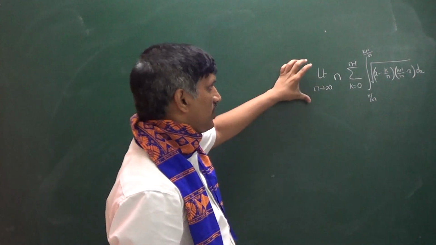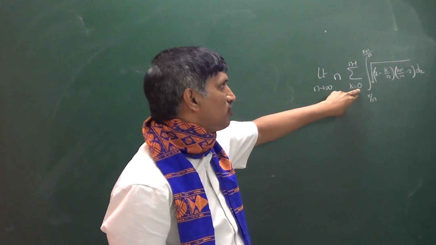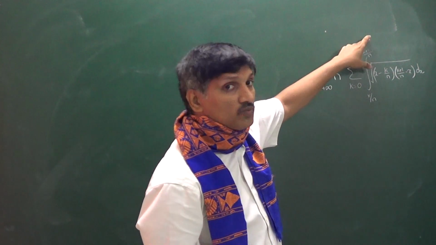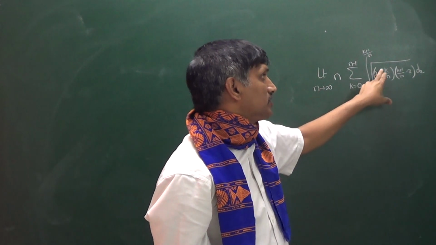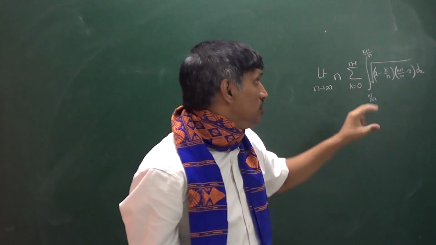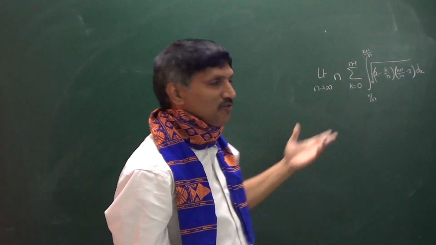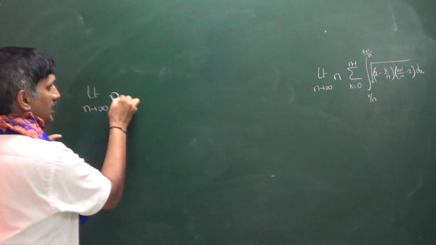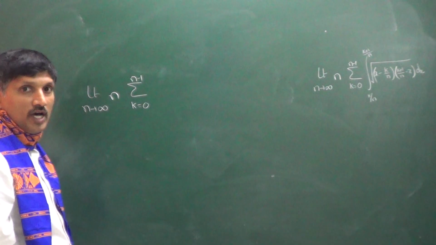The question is given in this way: limit n tends to infinity of n into the summation k equals 0 to n minus 1 of the integral from k by n to k plus 1 by n of root of (x minus k by n) into (k plus 1 by n minus x). That is the same as root of (x minus a) into (b minus x), with limits from a to b. So what we can write is limit n tends to infinity n into summation k equals 0 to n minus 1.